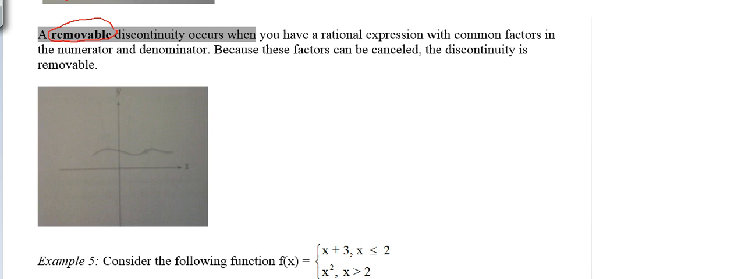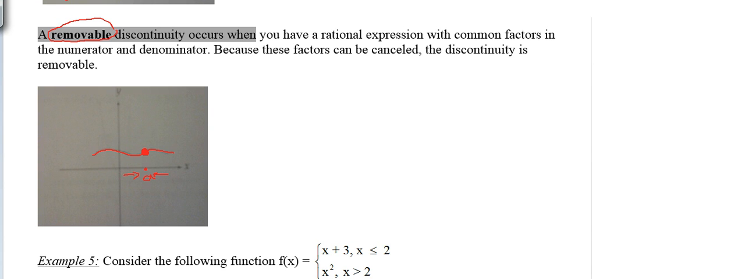We will do some examples of these later on, but here, what do we have? We have a function that came from the left of a and from the right of a, and we have a hole inside. So we call it a removable discontinuity because we can add a point here for this function to be continuous. We will see some examples of these later.